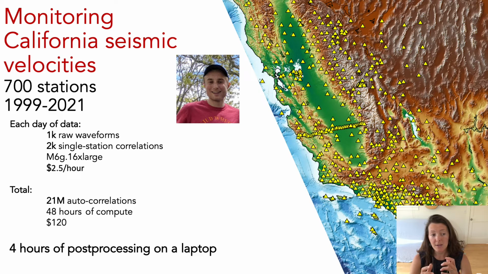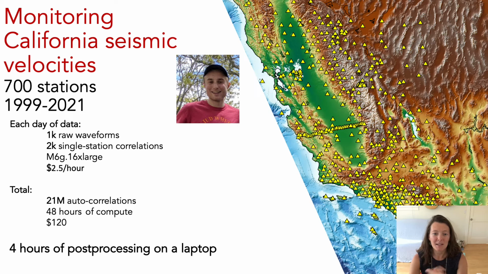And he's been working with slightly fancier instances, the M6G in that case, which is more expensive, but also faster. So over the course of these 20-year plus analysis, he's created something like 21 million autocorrelations, or single station correlations. And for this unique instance, he computed everything in 48 hours, and we only spent $120.